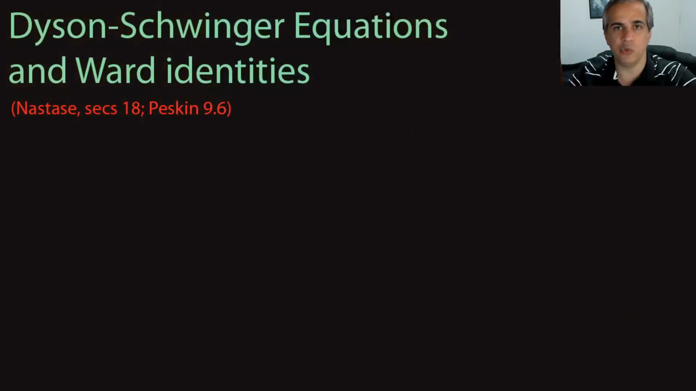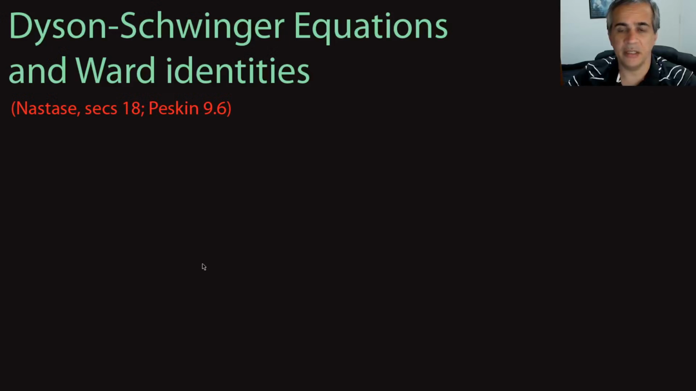Specifically, we'll deal with two subjects today, which are sort of related, but not exactly the same. One is the Dyson-Schwinger equations, and the second one is the Ward identities. So I put some references here, and let's start with the Dyson-Schwinger equation.